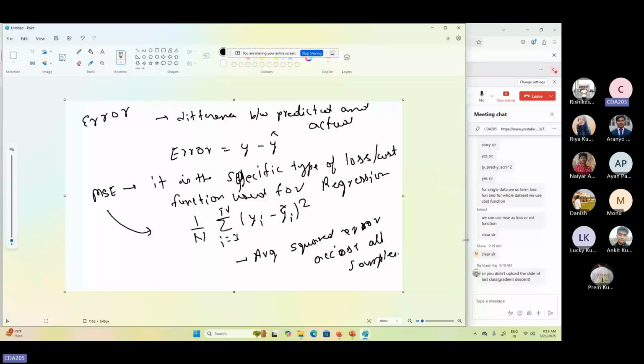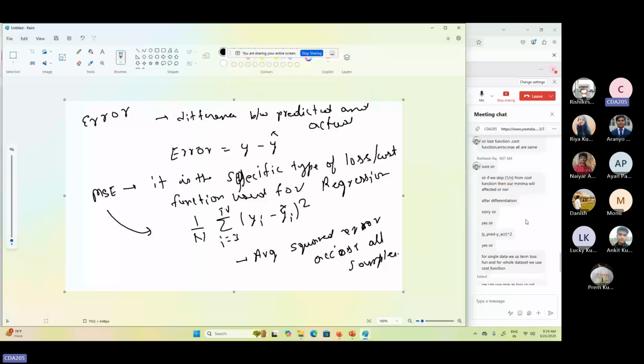Okay, I will upload. Rishikesh, I will upload it. Now your second question is what? Sir, if we skip 1 by n from the cost function, then our minima will be affected or not? See, when we talk about the minima, it will not be affected. Okay, minima will not be affected, but the thing is that it will affect the gradient magnitude and also the optimization speed.